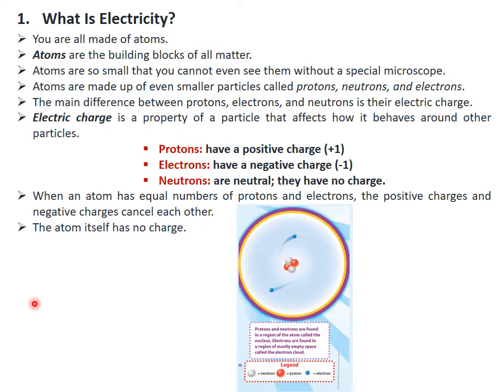Now, this picture shows that protons and neutrons are found in a region of the atom called the nucleus. The neutrons are represented by white spheres and protons are represented in red spheres. Electrons are represented in blue spheres. Electrons are found in a region of mostly empty space called the electron cloud.